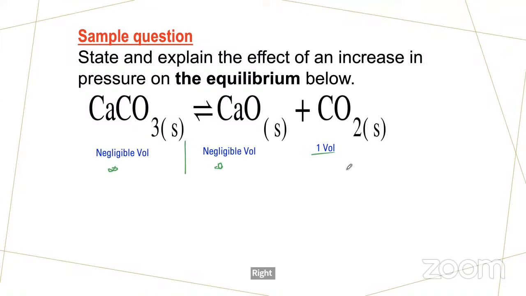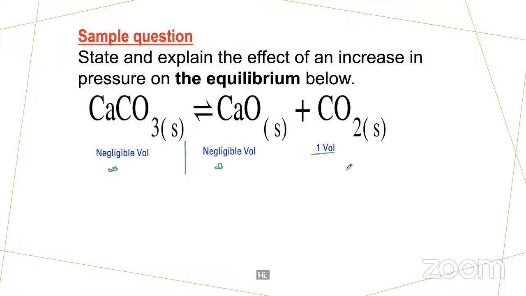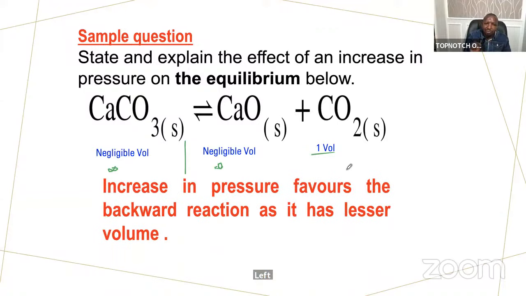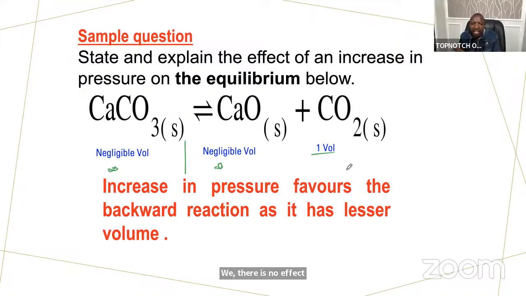The right. When you increase the pressure, the equilibrium will shift to the side with less volume, which is the left. The backward reaction is favored, so increasing pressure favors the backward reaction because it has lesser volume. For equilibrium, there is no effect if everything involved is a liquid or a solid. But if one of them is a gas, there will be an effect because that gas brings about a change in volume.